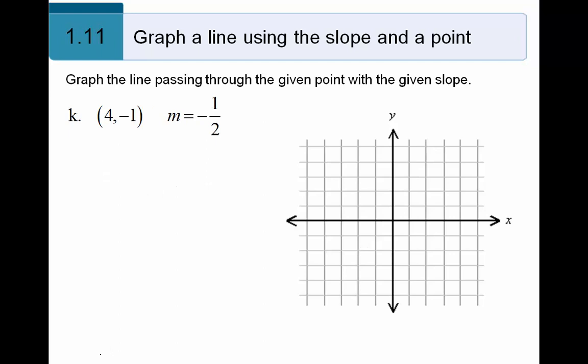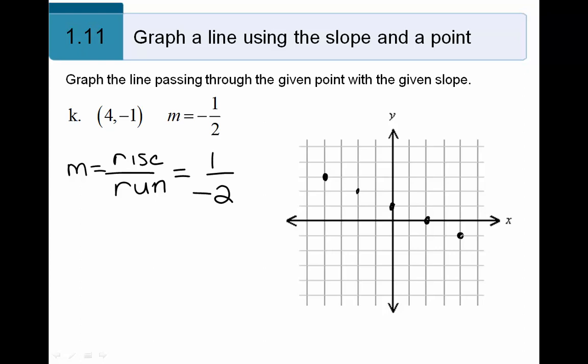Plot the point 4, -1. Right 4, 1, 2, 3, 4, down to -1. Slope. Now I'm going to want to run negative, so I'm going to put my negative with the 2. So I'm going to rise 1, run -2. Rise 1, run -2. Now I've created more points than you will need.